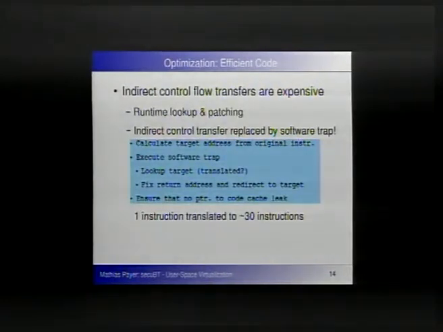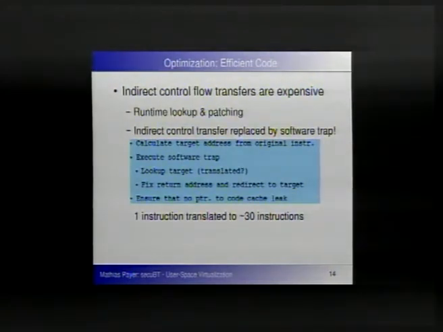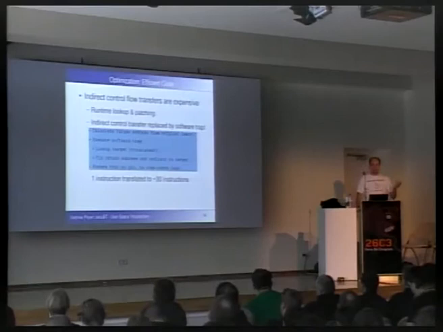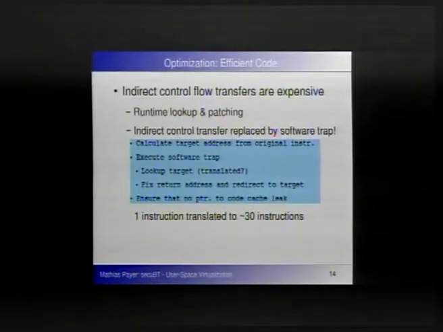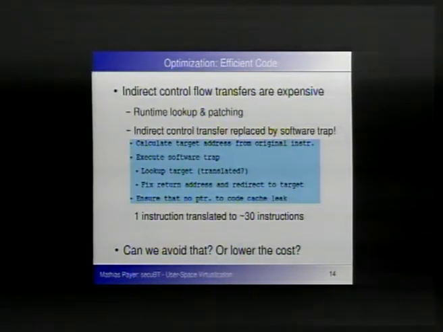In the binary translator, we then have to calculate the target address from the original instruction, execute the software trap, look up the target, fix the return address, and redirect to the target. And we have to ensure that during our time in the binary translator, no pointers to the code cache or other indirect data structures of the binary translator leak to the user space program. So one instruction in the original program is translated to more than 30 instructions in the translator code, which is really bad. So can we avoid that or just lower the cost?